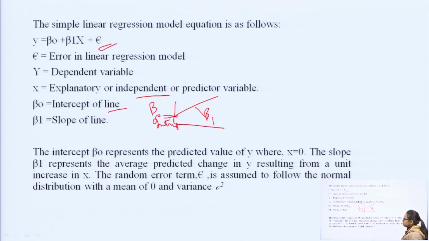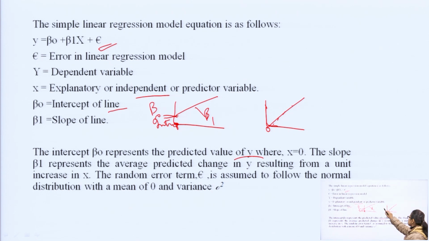The intercept b naught represents the predicted value of y where x equals 0. Here x is 0, y is 0, and it touches y. The slope beta 1 represents the average predicted change in y resulting from a unit increase in x.